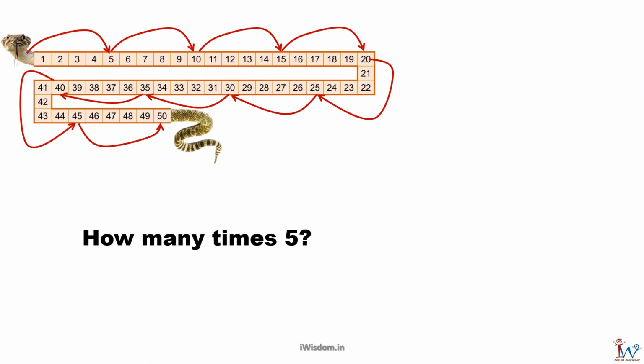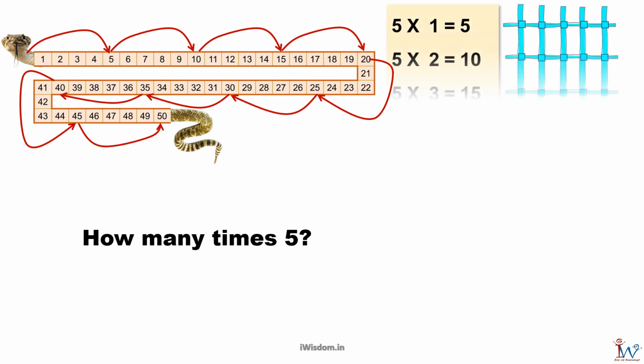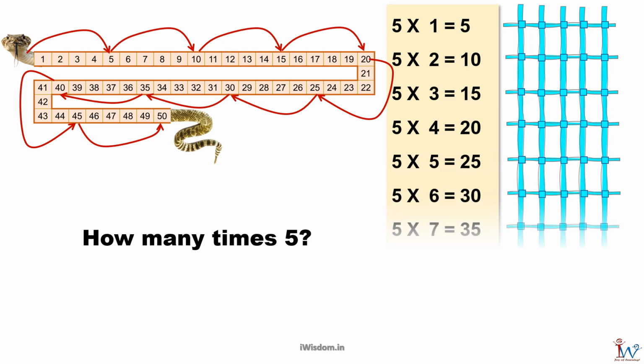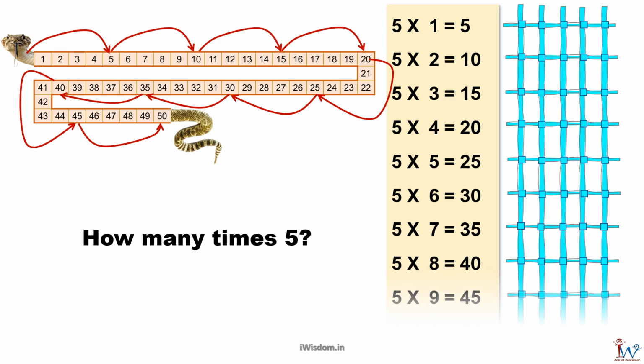Here is the table for 5. It is the same as counting in fives. 5 ones are 5. 5 twos are 10. 5 threes are 15. 5 fours are 20. 5 fives are 25. 5 sixes are 30. 5 sevens are 35. 5 eights are 40. 5 nines are 45, and 5 tens are 50.